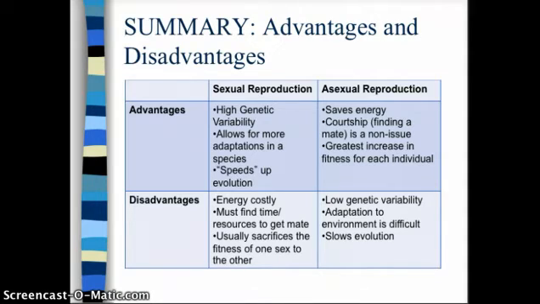However, with asexual reproduction, an advantage is the fact that it saves energy. There's no courtship because you don't have to worry about finding a mate. It's the greatest increase in fitness for each individual. However, a disadvantage with asexual reproduction is the low genetic variability. Adaptation to the environment is very difficult and it slows evolution. So remember to write down 2 questions to check for understanding based on this lecture.